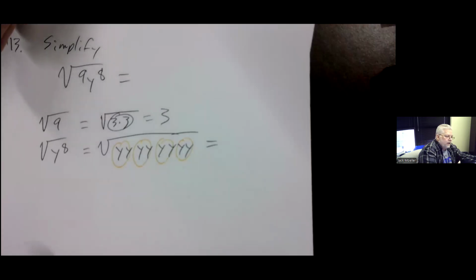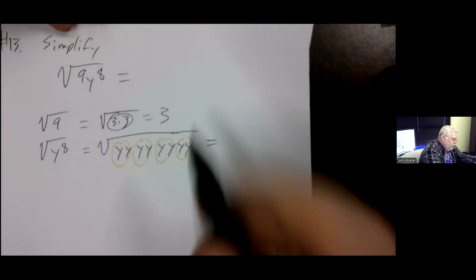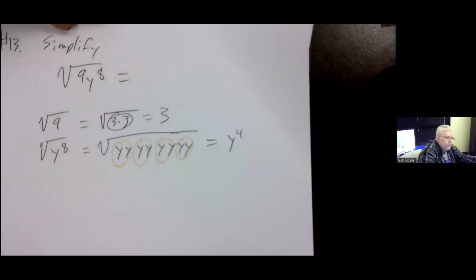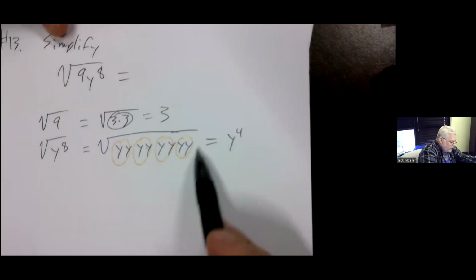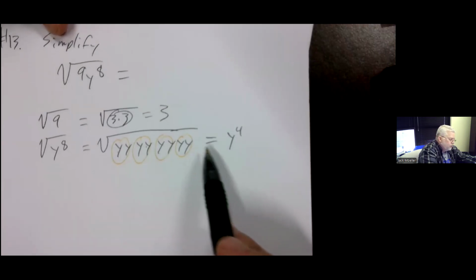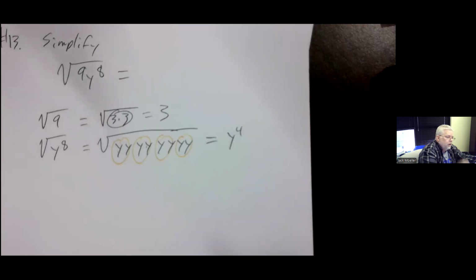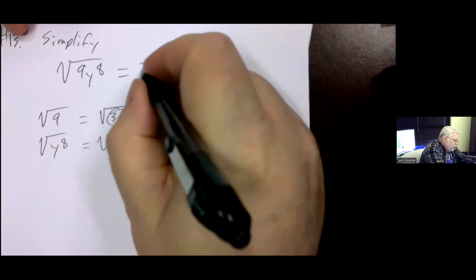So what is outside the radical? Well, how many pairs of y's do we have? 1, 2, 3, 4. So there's y to the 4th on the outside. What's left inside the radical? Well, nothing, because we had no y's left over. So these are perfect squares. And so once you simplify each one of them, now we know our answer is 3y to the 4th.